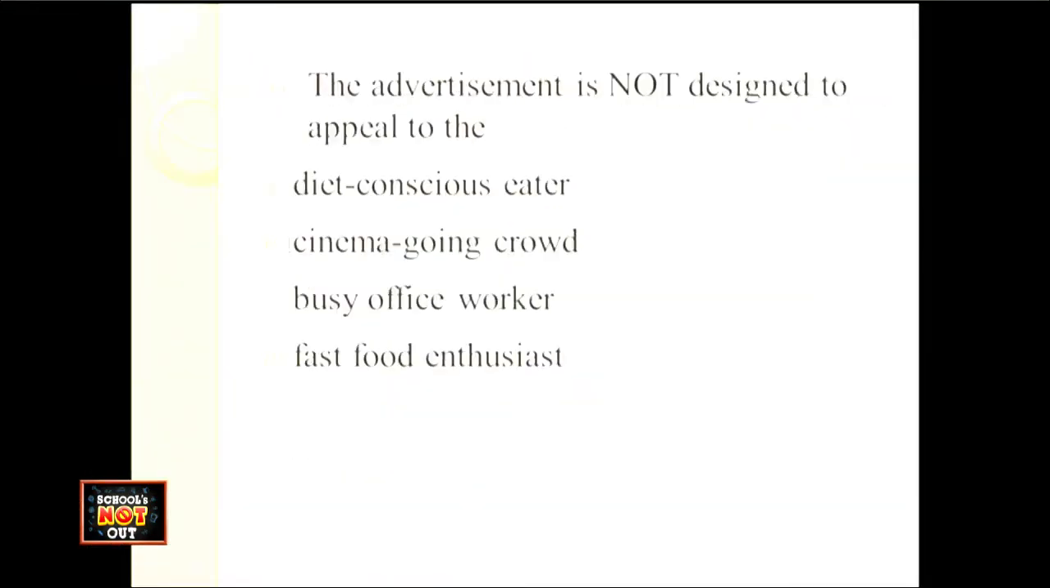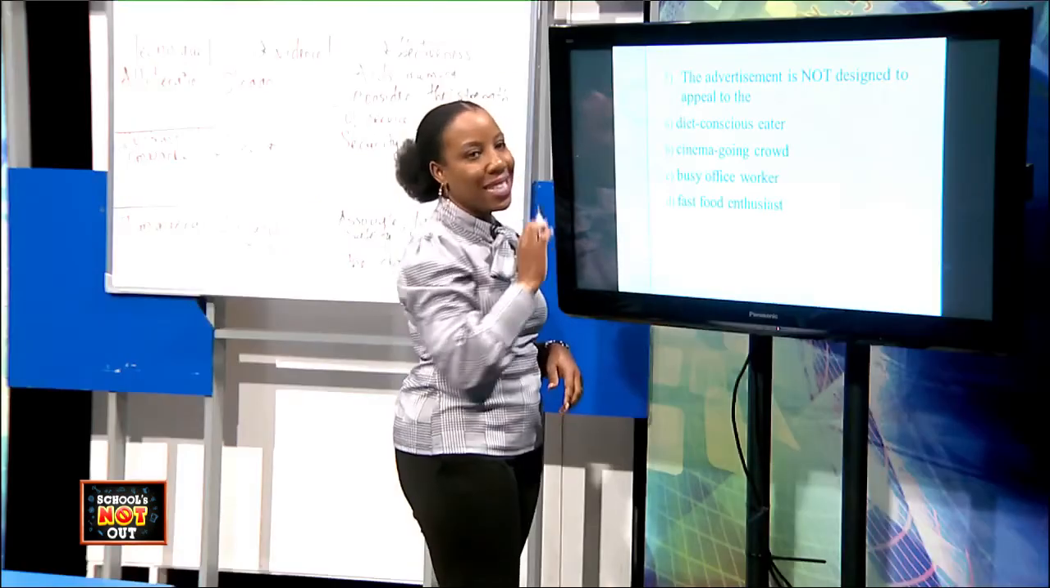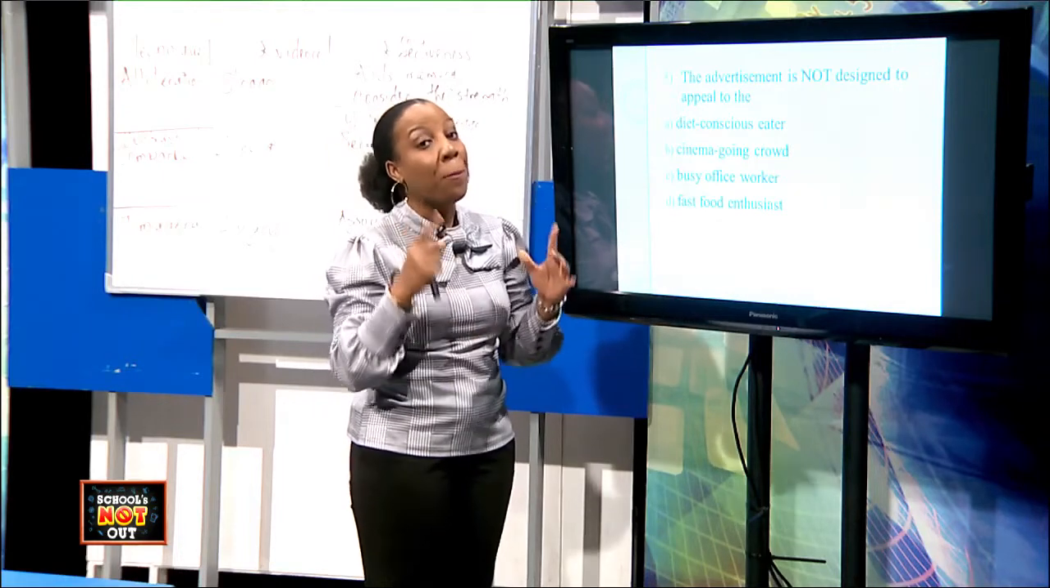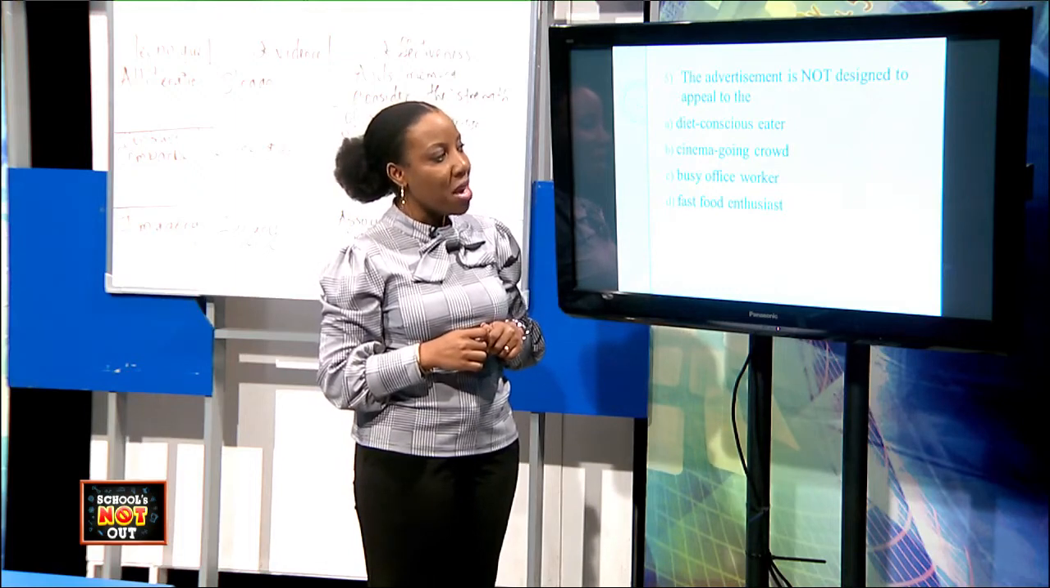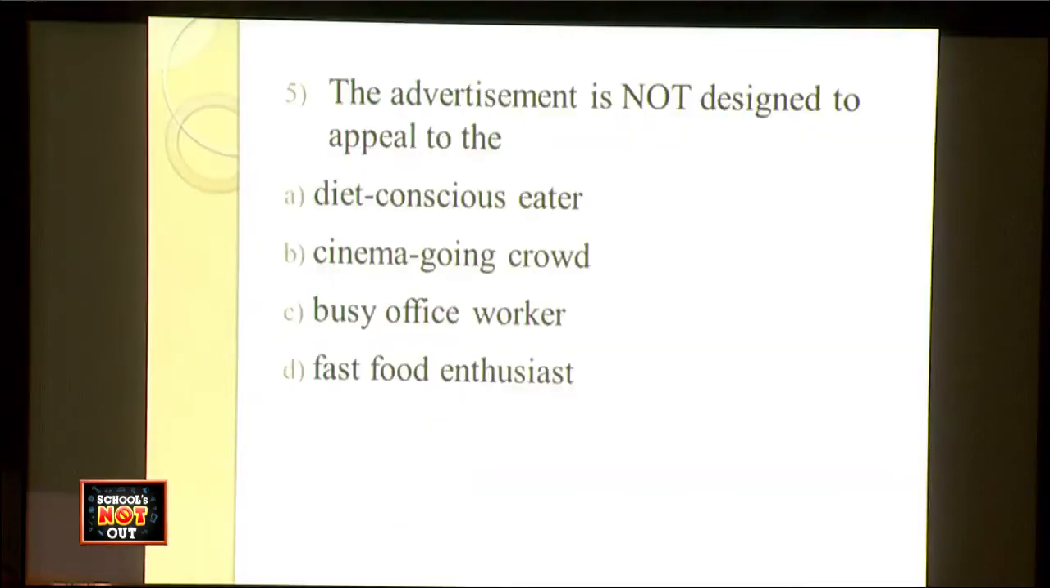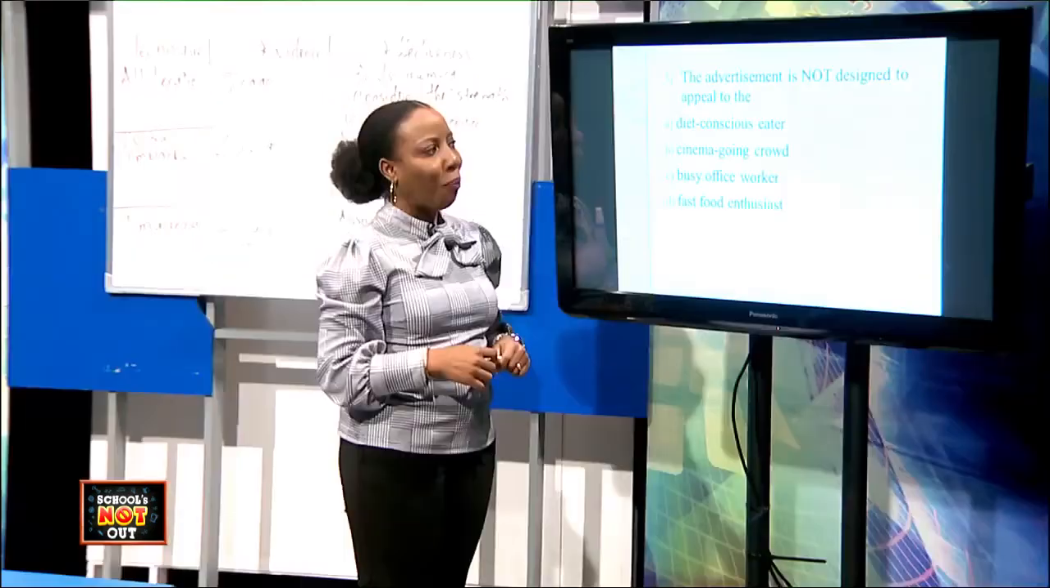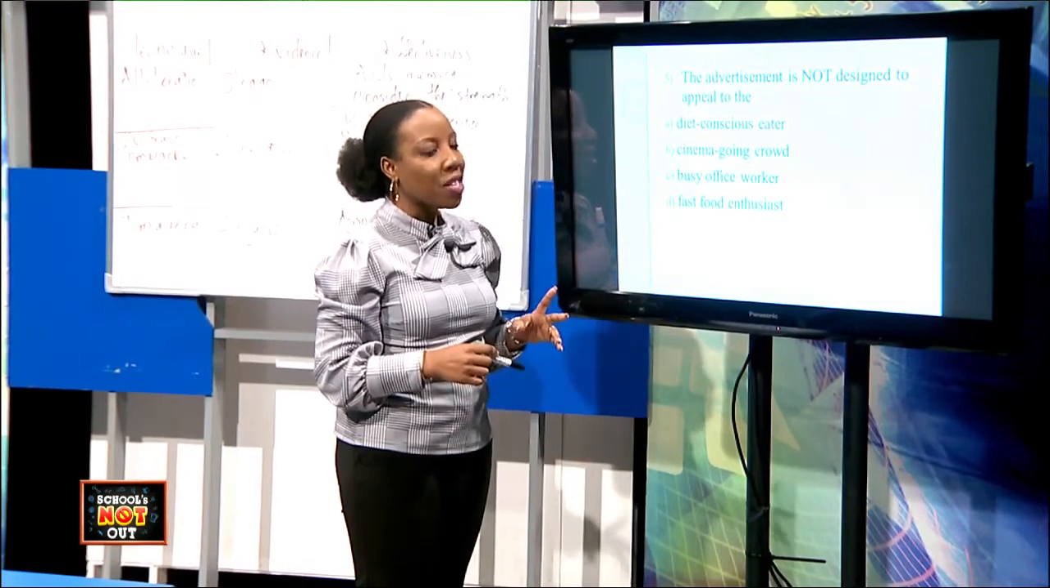Let's move on to question 5. The advertisement is not designed to appeal to the diet-conscious eater, cinema-going crowd, busy office worker, fast food enthusiast. Which one doesn't the advertisement apply to, or appeal to, I should say? Which one is it? Is it A, diet-conscious eater, B, cinema-going crowd, C, busy office worker, or D, fast food enthusiasts? What's your answer? Yes, A is the correct answer.